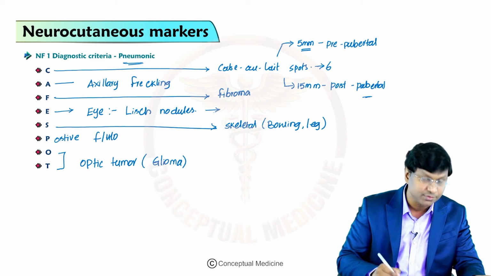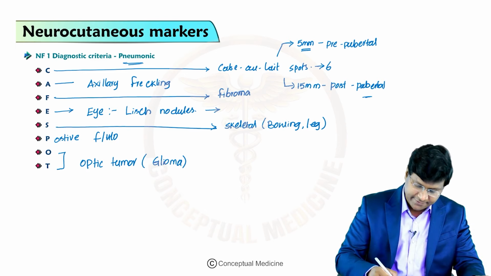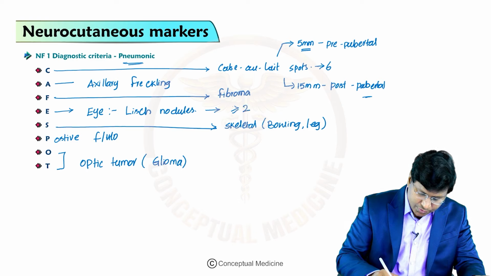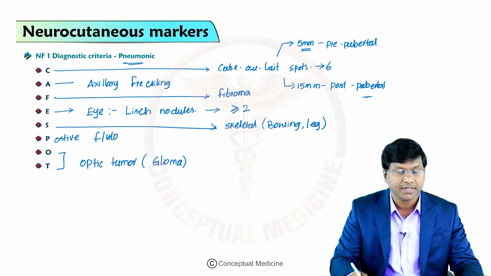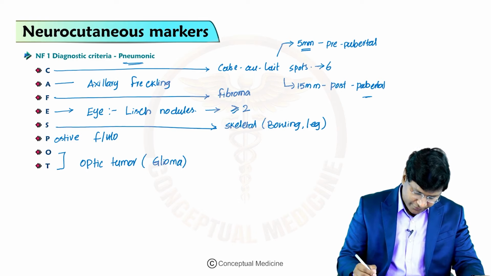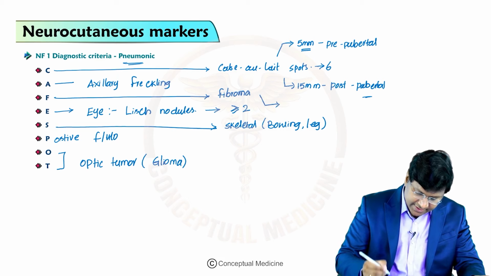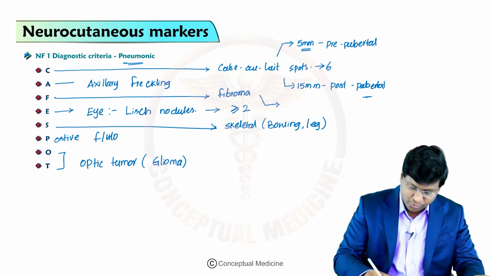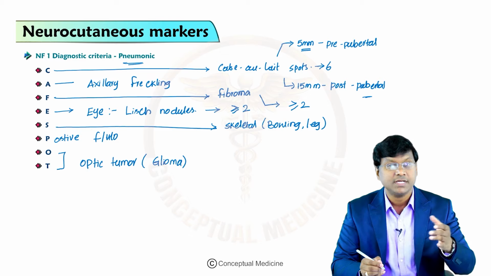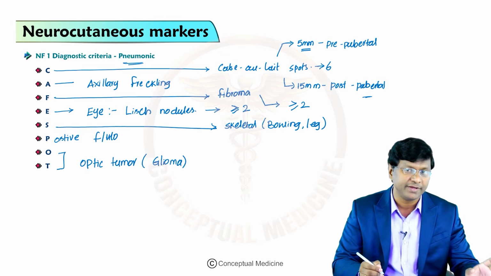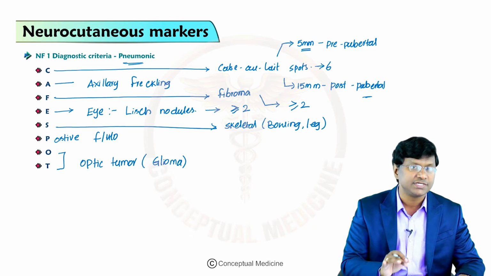And coming to the Lisch nodules, I'll show you the Lisch nodules that you will have in the eye. And how many Lisch nodules should be there? There should be 2 or more Lisch nodules as part of the diagnostic criteria. And take the neurofibromas, where F is nothing but fibroma. The number of neurofibromas should be 2 or more, or 1 plexiform neurofibroma should be there. So this will be the diagnostic criteria.